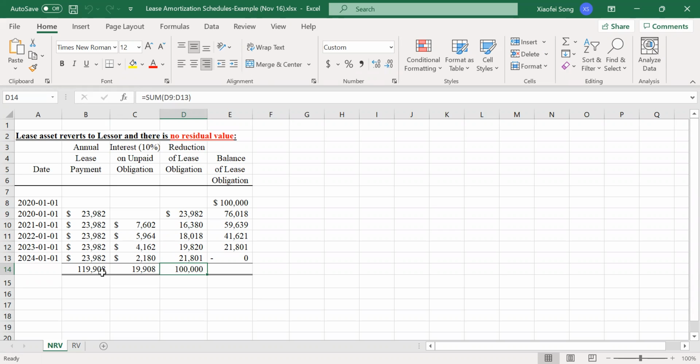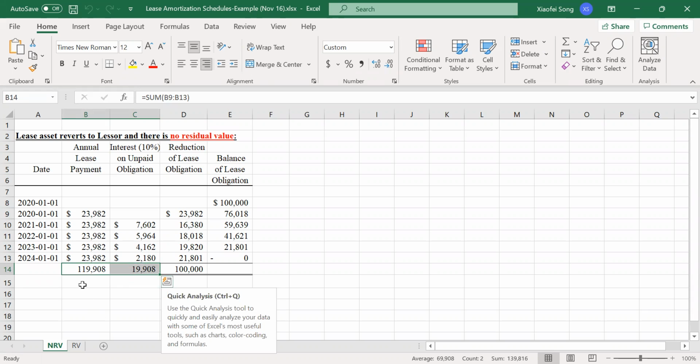On the balance sheet, you have the net of these two: lease receivable with this contra account, which is unearned revenue. So the net is the net investment. That's what's shown on the balance sheet.